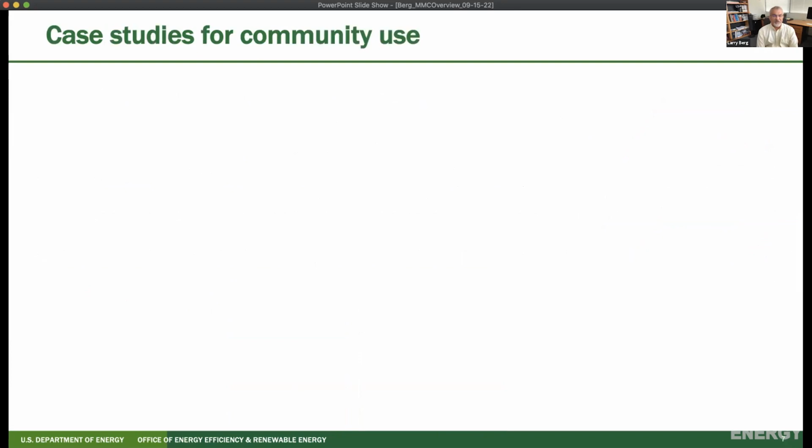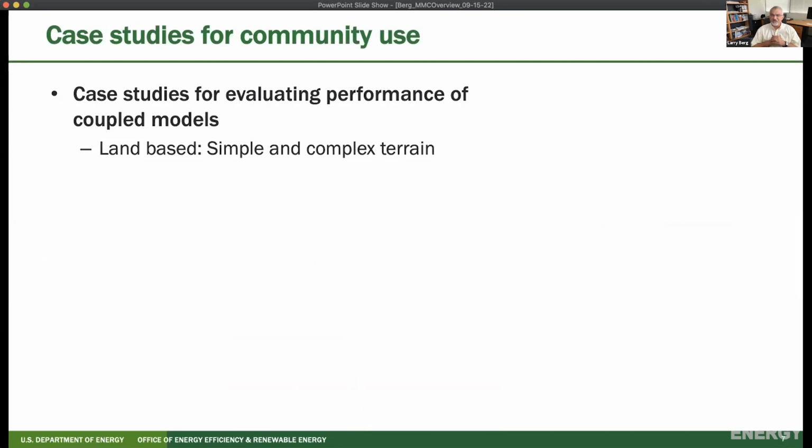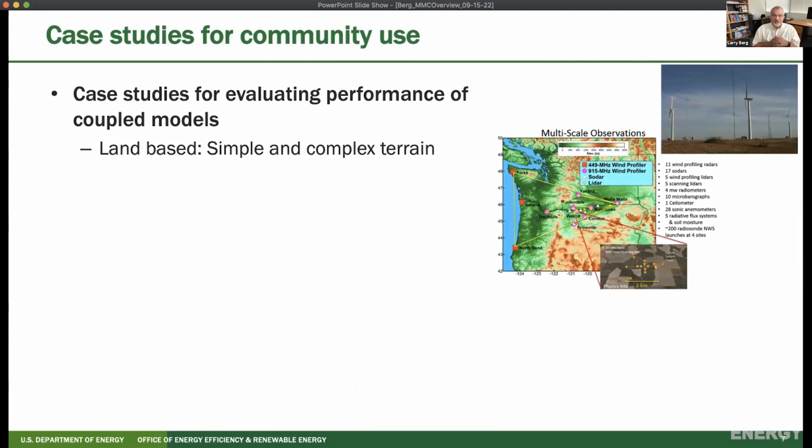We have a number of case studies for community use, and Elliot pointed these out in some of the documents that he has prepared. So really, case studies for evaluating the performance of coupled models. So we have land-based and simple and complex terrain. I have a picture up on the upper right that shows the SWIFT facility in the Texas Panhandle. That's probably about as simple a terrain as you can get.